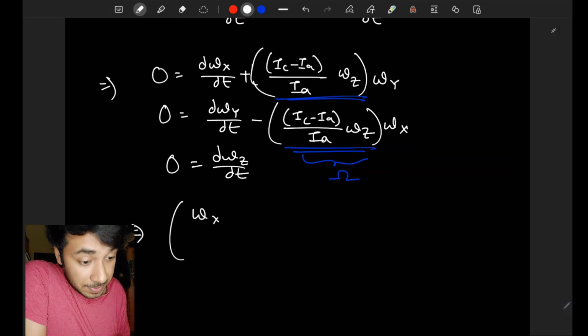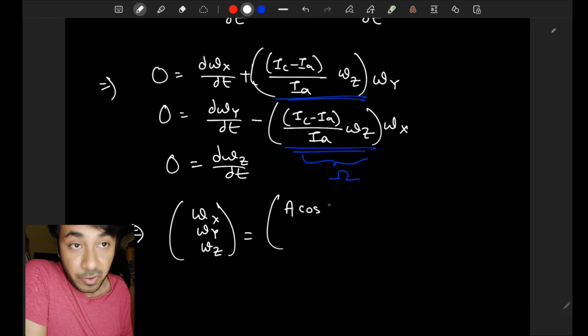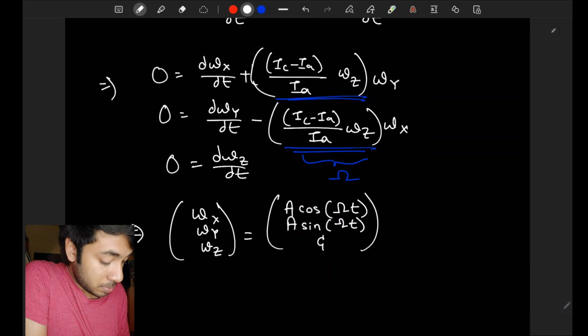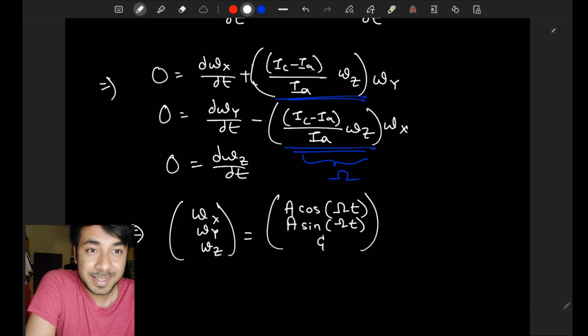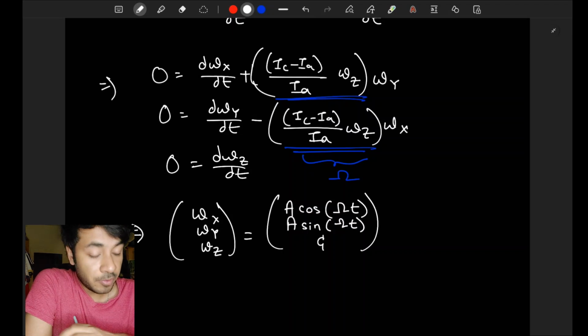basically get as an answer is that omega x, omega y, omega z, I will write them in vector form, are for any amplitude a cos omega t, a sine omega t, and a constant c. So what you really see here is that the x and the y components of the angular velocity are basically explaining a circle. It is basically like a movement in a circle.